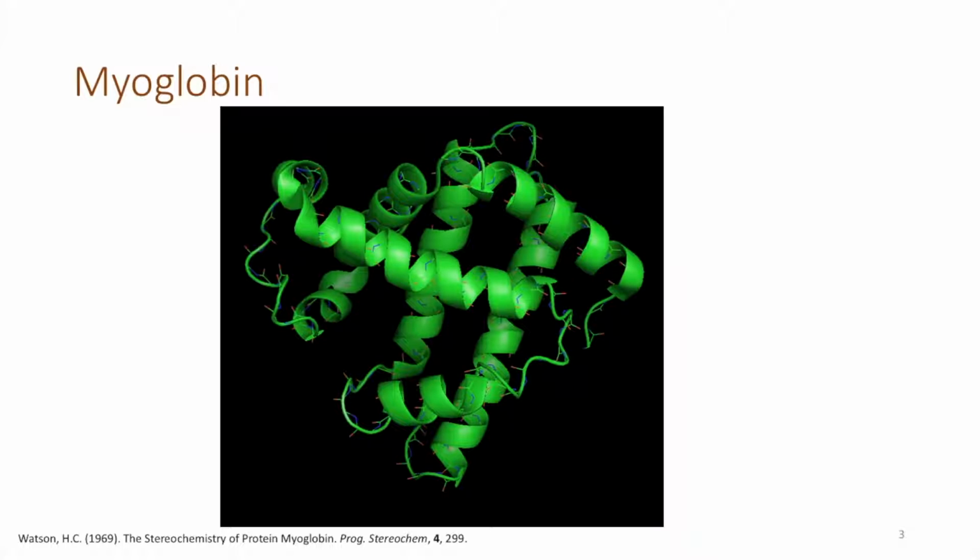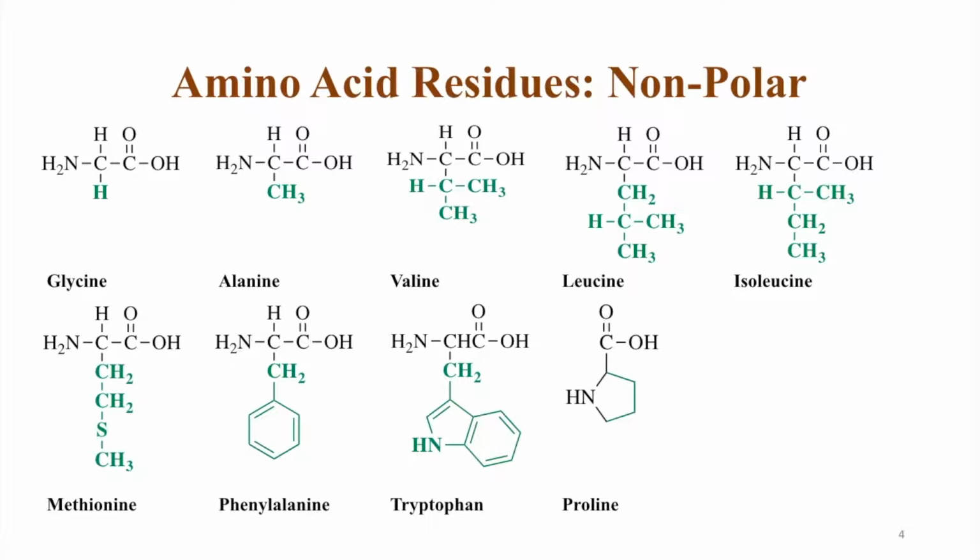Myoglobin is the protein in charge of carrying oxygen to the muscles. Here you can see the three-dimensional crystal structure of myoglobin. The main chain of myoglobin is folded into 8 alpha helices, which is about 70% of the structure, and the other 30% is mainly formed of loops and turns. One striking fact about the interior of this protein is that, for the most part, it consists almost entirely of nonpolar residues, such as alanine, valine, leucine, isoleucine, and phenylalanine.